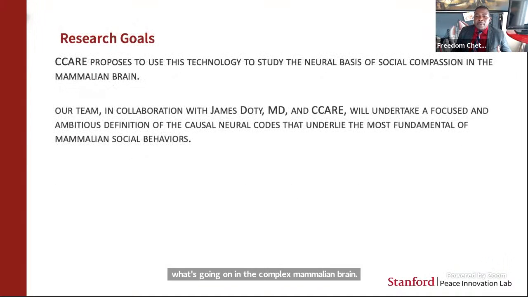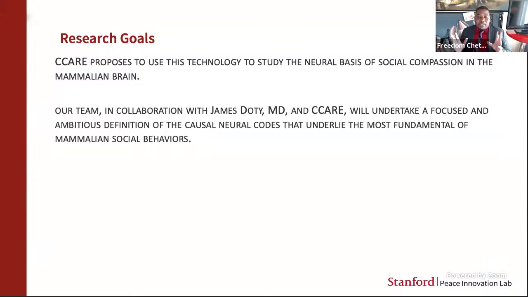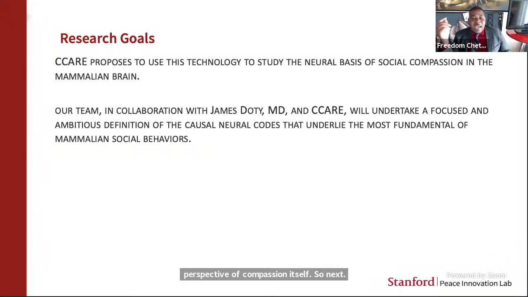The goal was to use optogenetics to study the neural basis of social compassion in the mammalian brain. Our team is undertaking a focused and ambitious definition of the causal neural codes that underlie the most fundamental of human social behaviors.